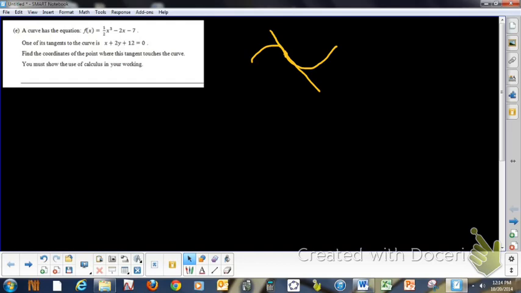exact. What they want us to do is find the coordinate of the point where the tangent hits the curve. So that's the gradient. It has to do with gradients and tangents and so on. So we know we're going to differentiate. So to differentiate this, we just get 3 over 2 x squared minus 2.